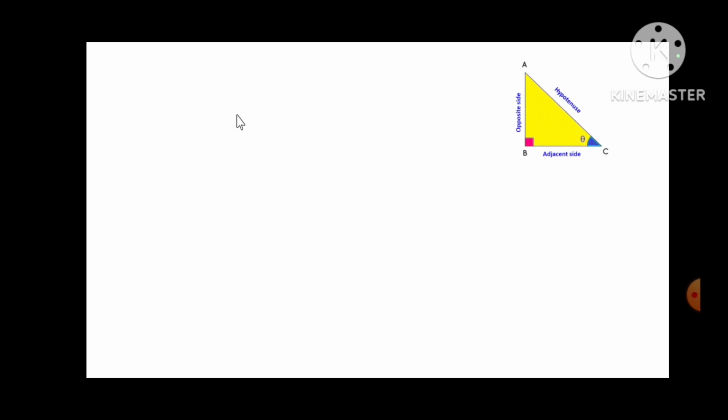Friends, we'll see now the cosine ratio. The cosine ratio for any given angle is defined as the ratio of the adjacent side to the hypotenuse. In the given triangle, cos theta is equal to adjacent side upon hypotenuse. So BC upon AC you can write.